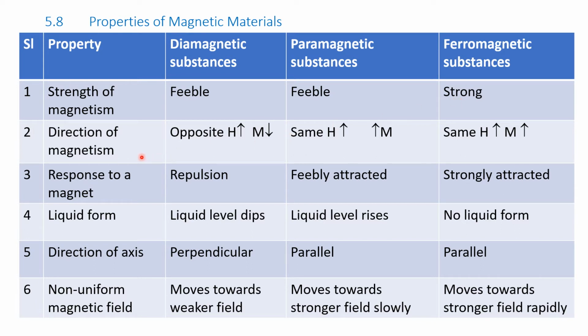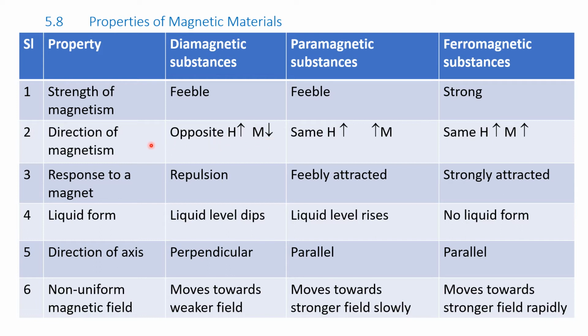Direction of magnetism. The direction of magnetism is opposite in diamagnetic substances. That is, if H is vertical, then the magnetizing intensity or the external field is pointing vertically up, and the intensity of magnetization of the magnetic material will be down. That is, H is opposite to M.